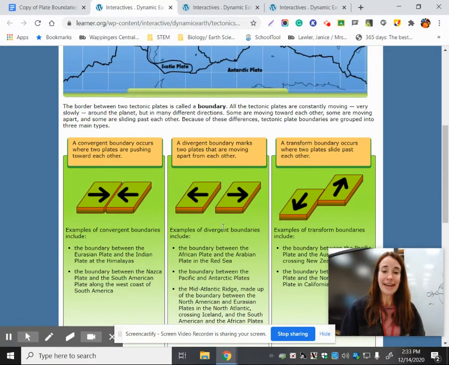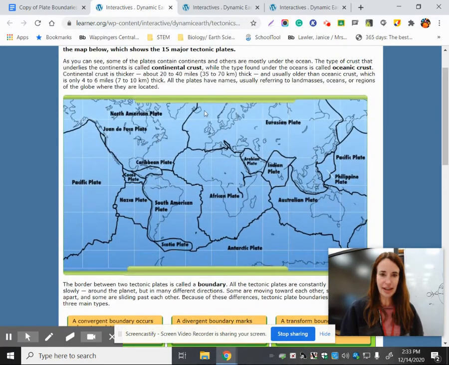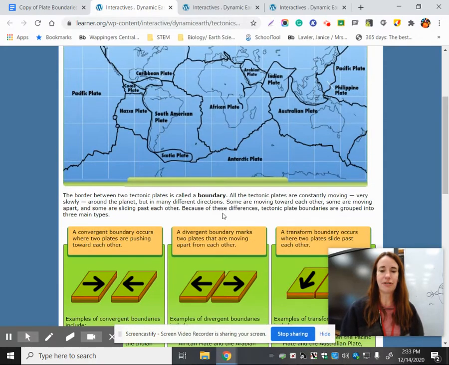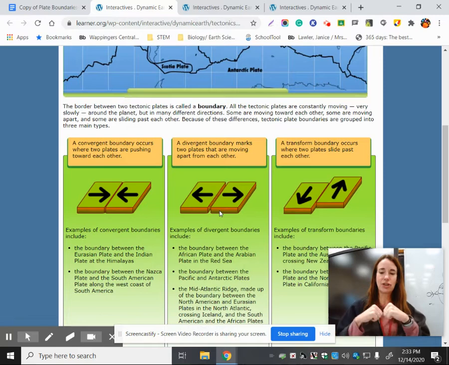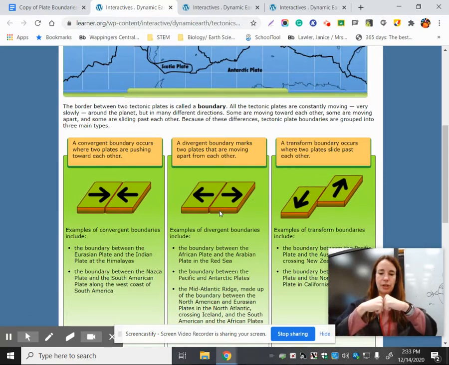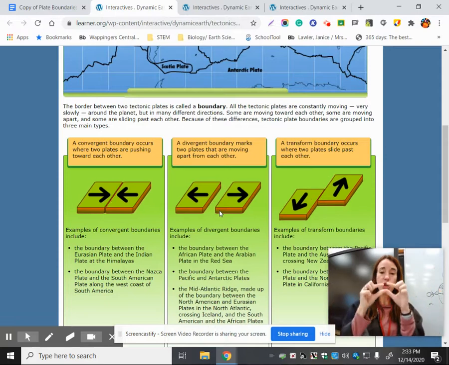The second one is occurring in our Atlantic Ocean. If you look at the Atlantic Ocean right here, this is what separated South America and Africa from each other. And this is called a divergent plate. So what happens with a divergent plate is it separates out from each other. The newest rocks are in the middle, and the oldest rocks are closest to the shore.